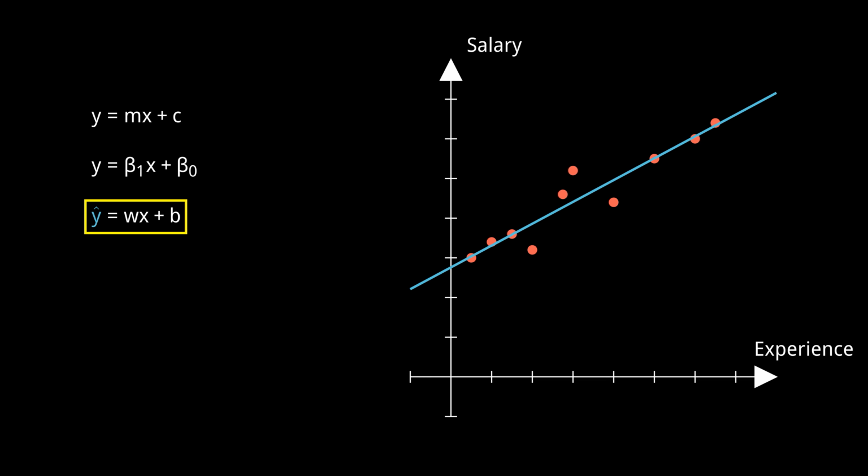Now we are going to be talking about two different roles that variables play in regression models. Suppose we are analyzing the experience versus salary data that looks like this. The same equation can be rewritten as salary equals the sum of weight times experience and the bias term.